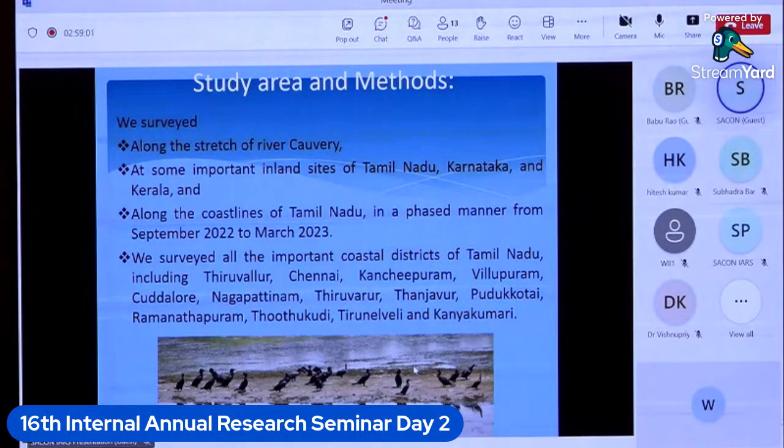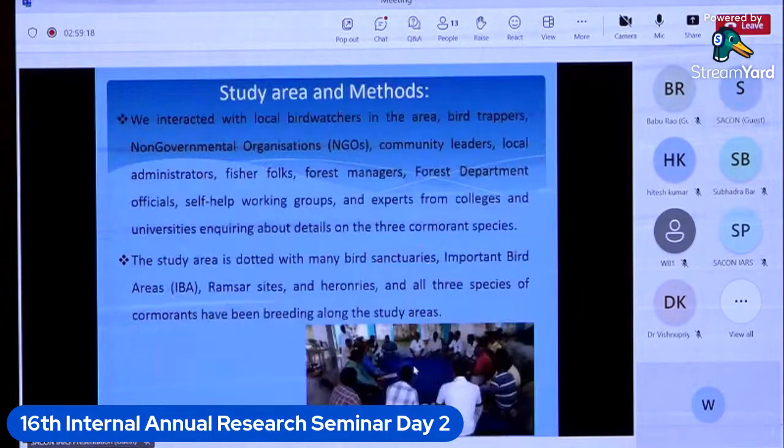We surveyed all the coastal districts in Tamil Nadu, including Tiruvallur, Chennai, Kancheepuram, Villupuram, Nagapattinam, Thanjavur, Pudukkottai, Ramanathapuram, Thoothukudi, and Kanyakumari, and their surroundings, and did a survey.